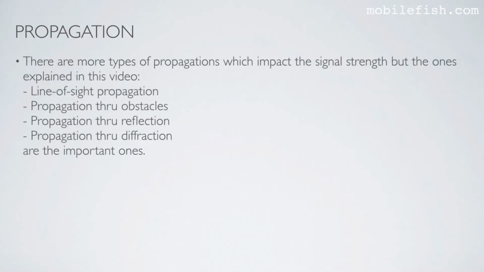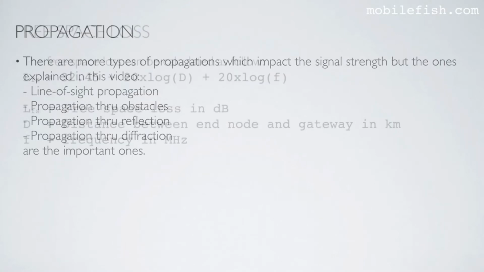There are more types of propagations which impact the signal strength, but the ones explained in this video, meaning line of sight propagation, propagation through obstacles, propagation through reflection, and propagation through diffraction, are the important ones.